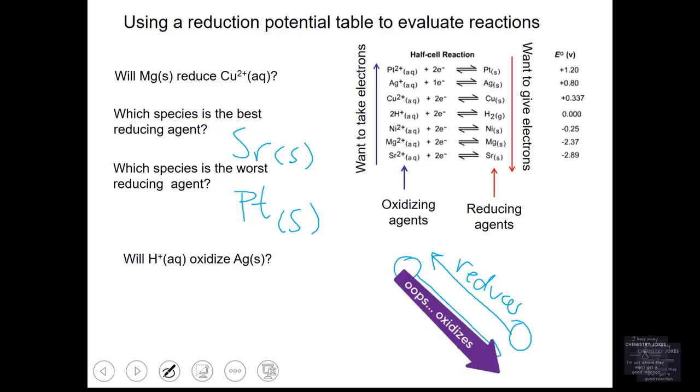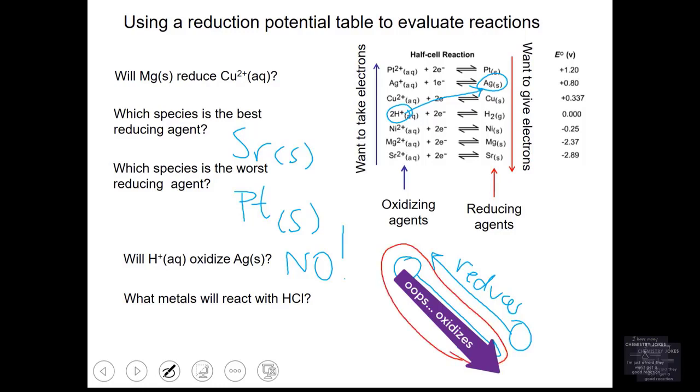So will H+ oxidize Ag? We find H+, and we have to go up to try and oxidize? Nope. That one doesn't work. That one would give you a negative 0.8 electron volts. That's no good. What metals do react with HCl? Because of this oxidizes rule, we're really looking at all of the metals below H+. So that's nickel, magnesium, and strontium. What will oxidize Ag? I've only given you a partial table here, but on this table, the only thing capable of oxidizing silver is platinum 2+.